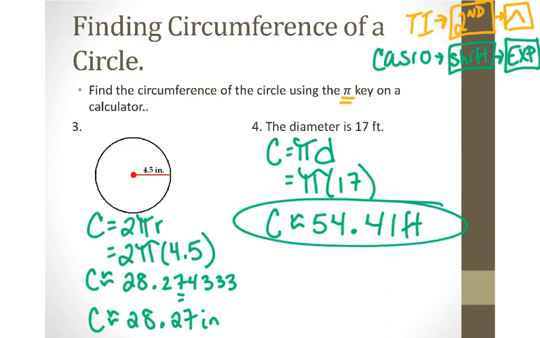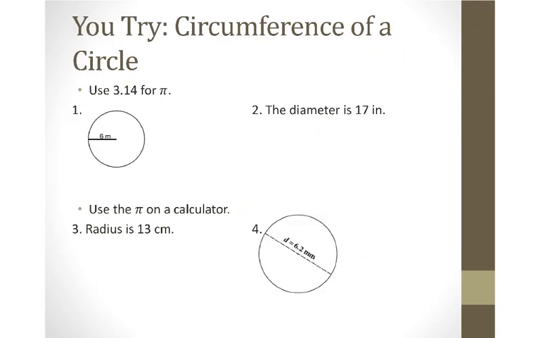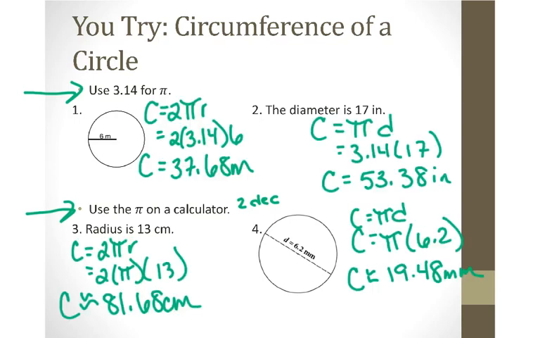All right, so I'm going to ask that you guys try the next 4 problems. The first 2, you're using 3.14 for pi. The last 2, you're using pi on your calculator and go to 2 decimal places, okay? All right, pause the video and try them. All right, guys, there you have it. Double check your work, and if you have any questions, please reach out to me.